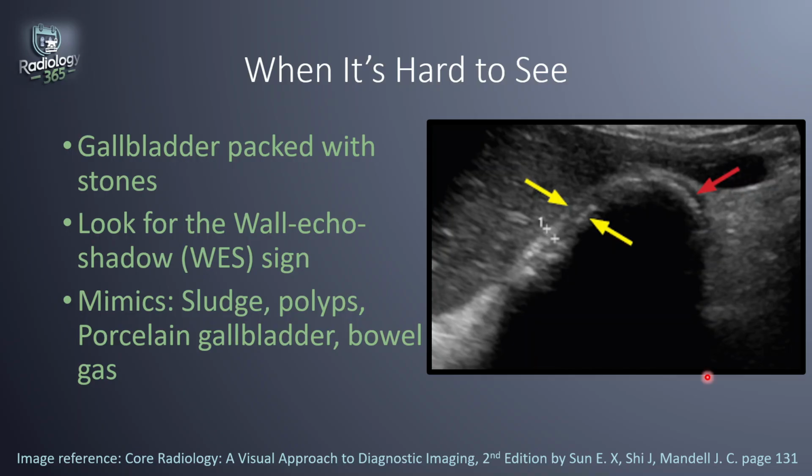Things that can mimic stones include sludge, polyps, porcelain gallbladder, which we'll look at later, and even bowel gas. Knowing how each one looks on ultrasound helps tell them apart.